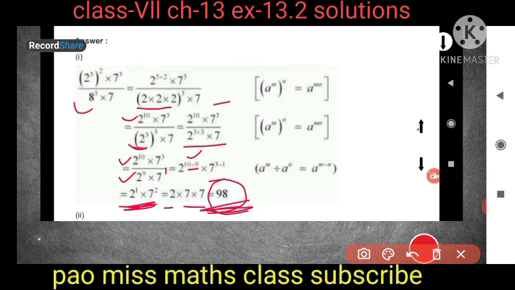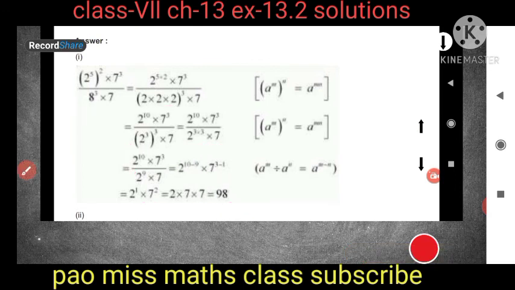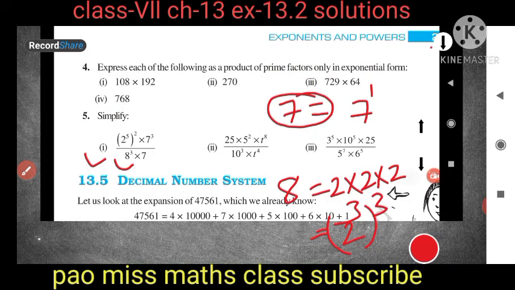So now come back to the next question. What is the next question here? The next question is given: 25 multiplied by 5 to the power 2 and multiplied by t to the power 8, upon 10 to the power 3 multiplied by t to the power 4, isn't it? So this we have to solve now.